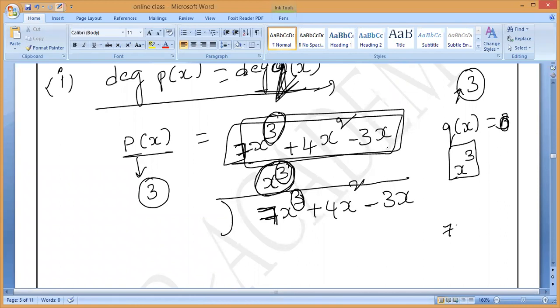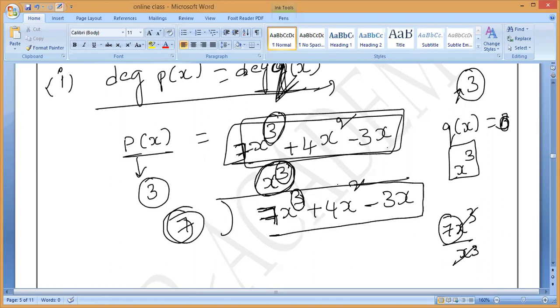See, 7x cube by x cube. How much? 7 times. So our divisor is 7, correct? Okay. So divisor is 7. Our polynomial is this one. Quotient 7 divided with polynomial. Okay, you can go.